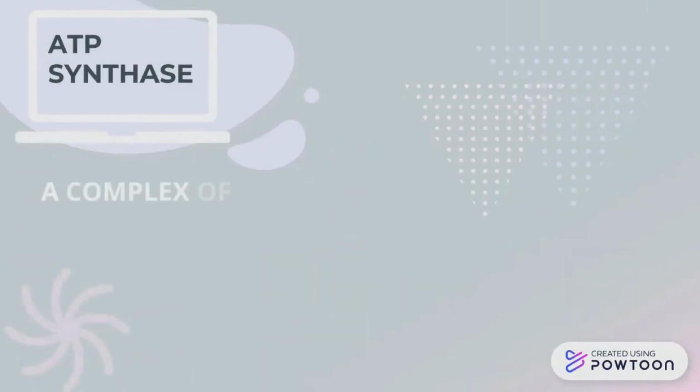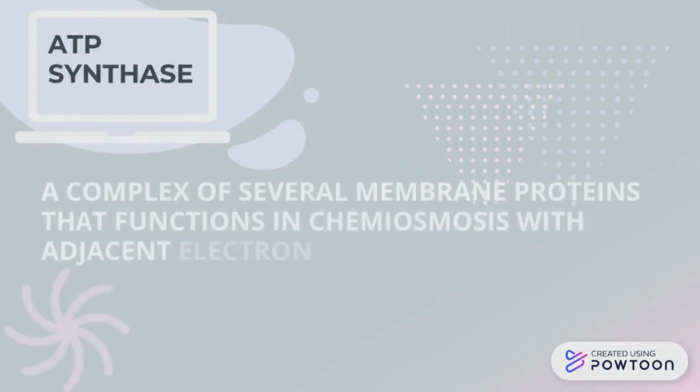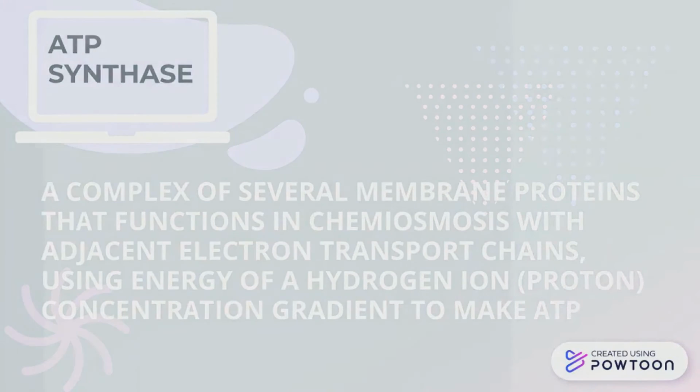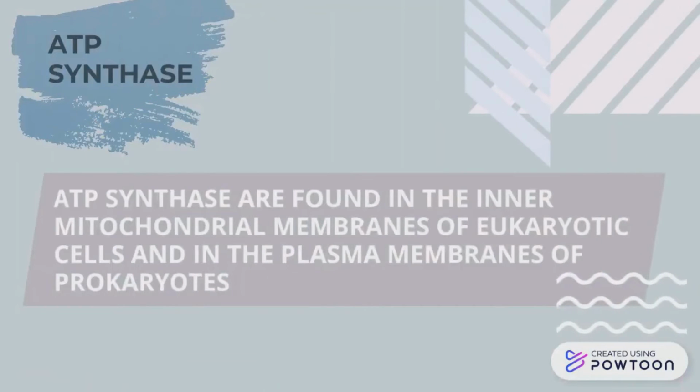ATP synthase is a complex of several membrane proteins that function in chemiosmosis with adjacent electron transport chains, using energy of a hydrogen ion, which is a proton concentration gradient, to make ATP. ATP synthase are found in the inner mitochondrial membranes of eukaryotic cells and in the plasma membranes of prokaryotes.